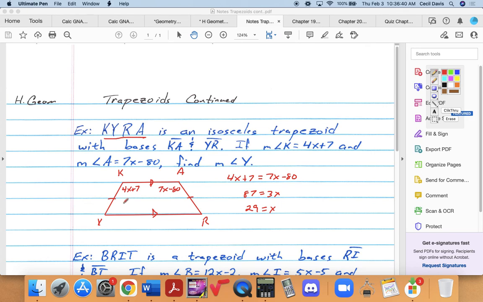And then they're asking us to find the measure of angle Y. Well, what angle is Y related to in this picture? Yes, and how is it related? They're supplementary, exactly. So I'll find the measure of angle K, which will be 4 times 29 plus 7. Let's see, that's 120 minus 4 is 116 plus 7 is 123. So the measure of angle Y is 180 minus 123, which is 57 degrees.